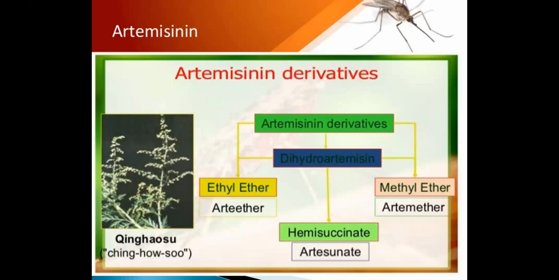As I said, artemisinin has very poor physicochemical properties, so artemisinin is then derivatized. What is the first thing that they do? They reduce the carbonyl group into a hydroxyl group to give dihydroartemisinin. This dihydroartemisinin can then be converted into the ethyl ether or the methyl ether. The ethyl ether is known as arteether and the methyl ether is known as artemether.